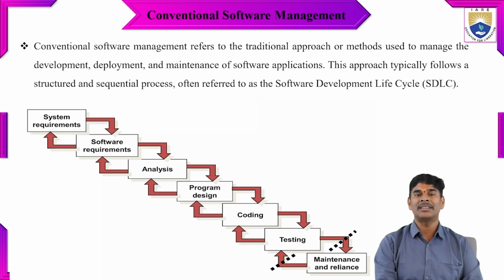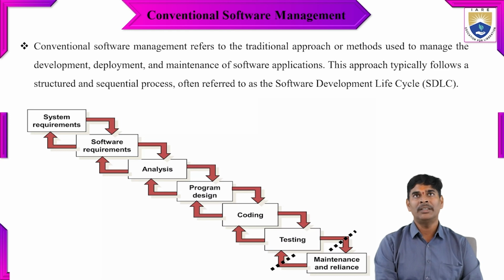Now we'll discuss what is conventional software management. Conventional software management we can call an old method, a traditional approach or method used to manage development, deployment, and maintenance of software applications. This approach is mainly structured and sequential. It means we have some steps to do the task in a proper manner. This we can call the software development life cycle.